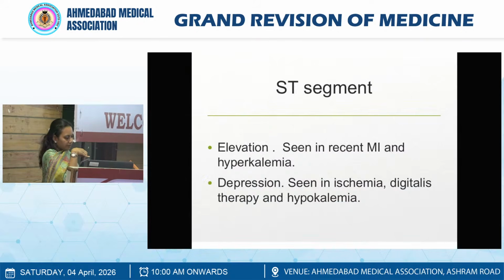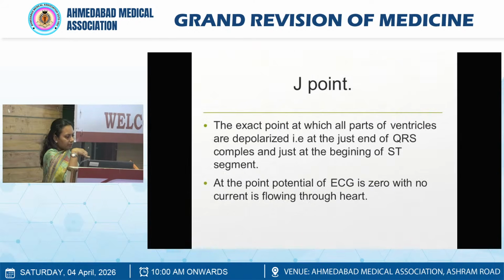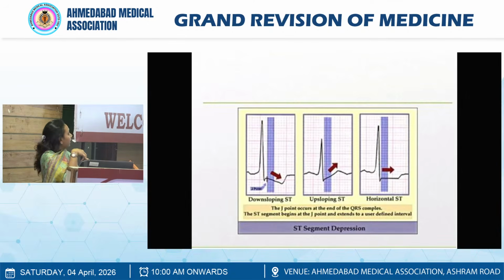ST segment, elevation and depression. See, now J point. This is very important again. The exact point at which all the ventricles are depolarized, that is just at the end of the QRS complex and the beginning of the ST. See, this is a downsloping ST, this is an upsloping ST, and this is a horizontal ST.